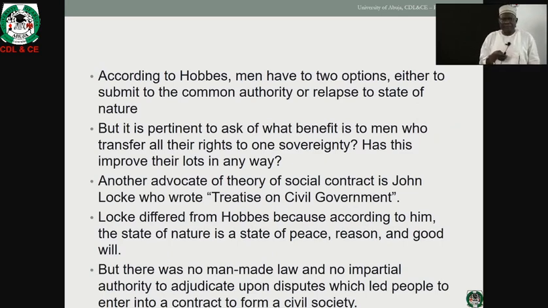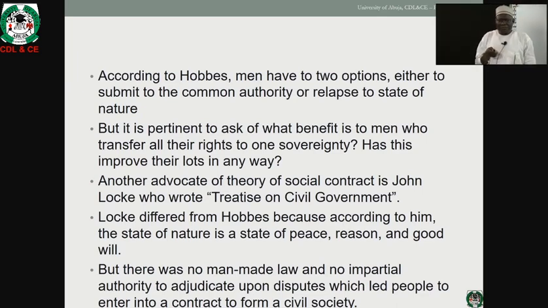According to Hobbes, men have two options. Either to submit to the common authority, to government, by implication, or to relapse to the state of nature. These are the two options. And I think the best option is the former one, to submit to the authority of government. And that is what is in place up to this moment.